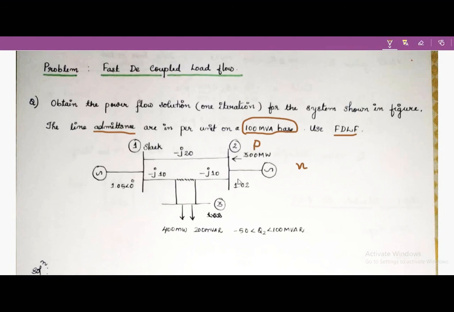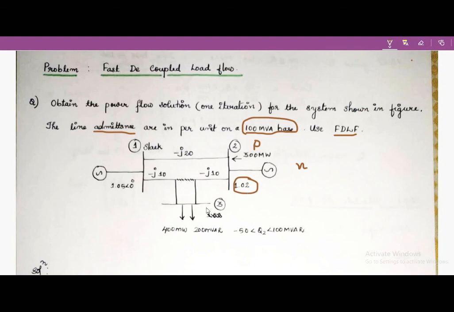Now another thing is given, 1.02. What can this 1.02 be? Can it be the power? No. This 1.02 can be the voltage magnitude. Is the angle given? No. So active power P and the magnitude of the voltage V are given. So what type of bus is this? Yes, this bus is a generator bus or PV bus.